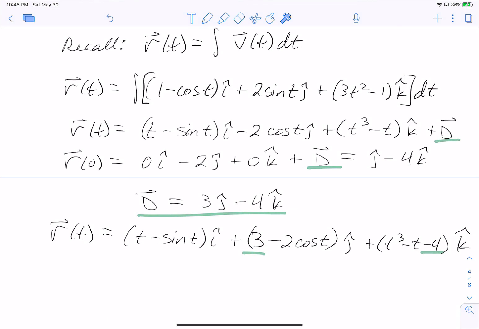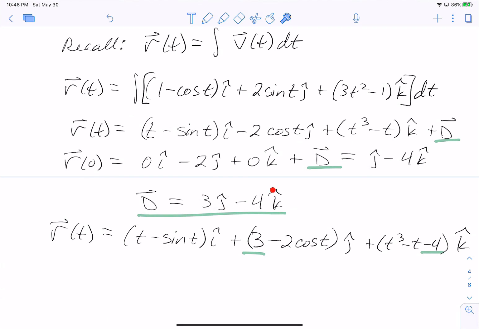Anyway, our initial condition was that r(0) was equal to j - 4k. So we have r(0) is equal to 0i, putting 0 in place of t in t - sin(t), - 2j because the cosine of 0 is 1 for the j component there, plus 0k, plus d is equal to j - 4k. Solving for d, by adding 2j to both sides, we get d is equal to 3j - 4k.